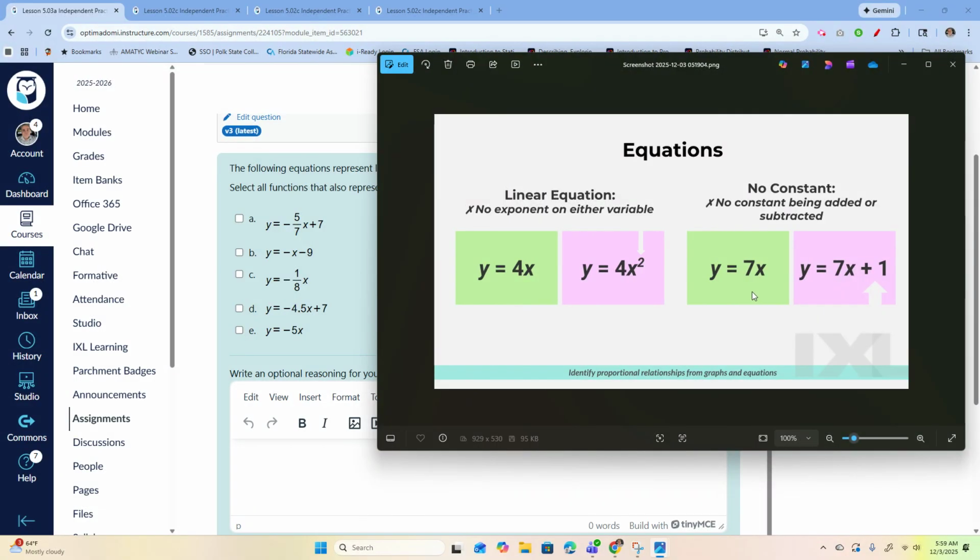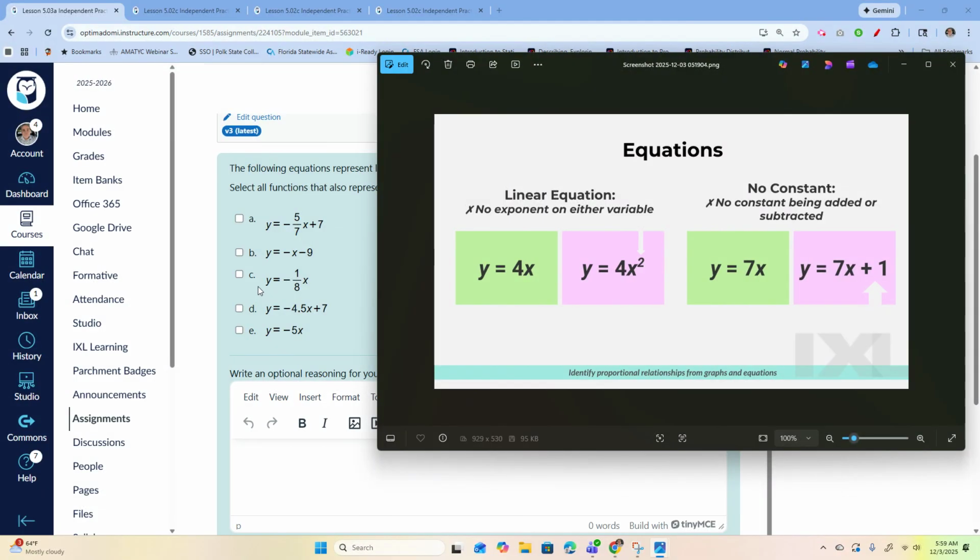Okay. So look at letter A here. I have y equals negative 5 over 7x plus 7. I have an addition, so that cannot be proportional. Look at letter B. y equals negative x minus 9. I have a subtraction. That is not proportional.